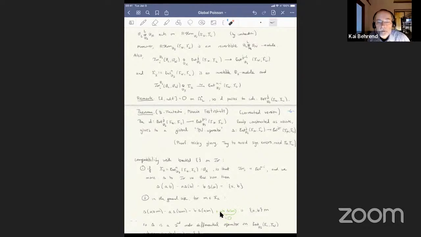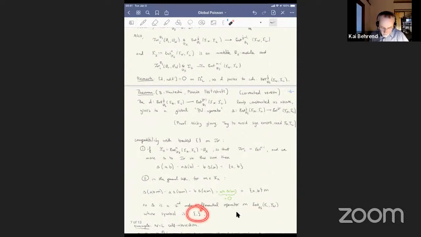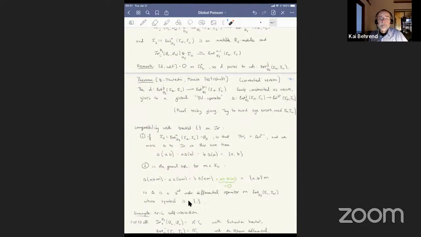I tossed in this one here, which is 0. I mean, M is in the highest degree, so delta of it is automatically 0. But if I write it like this, it's clear that this delta is a second order differential operator on this X module whose symbol is the Poisson bracket. Sorry, the Schouten bracket.